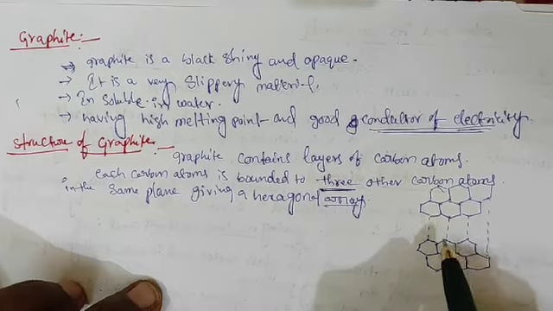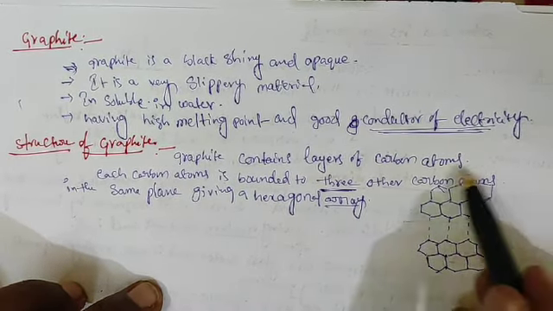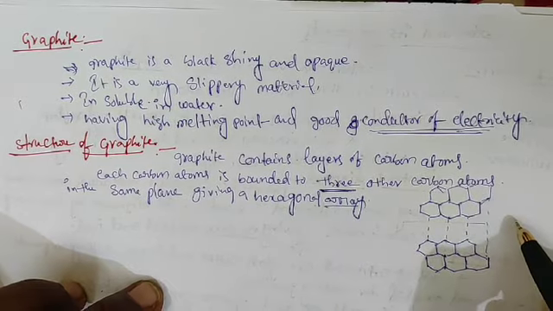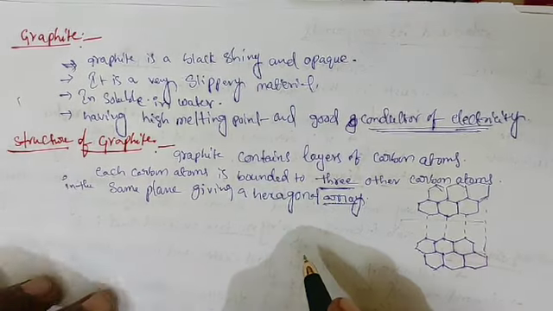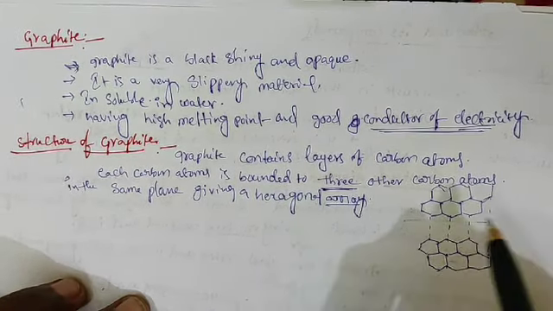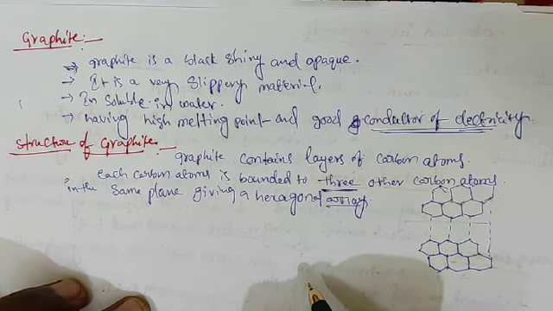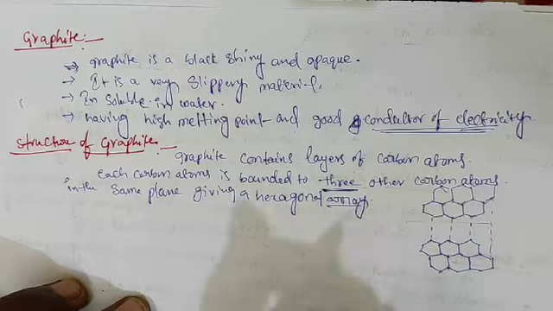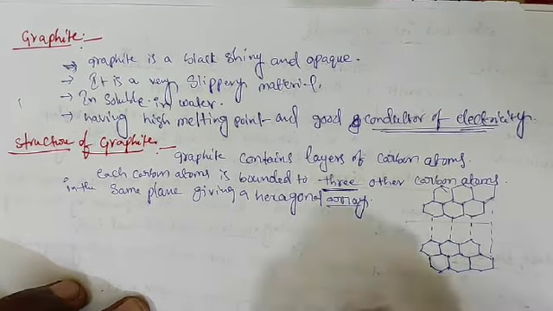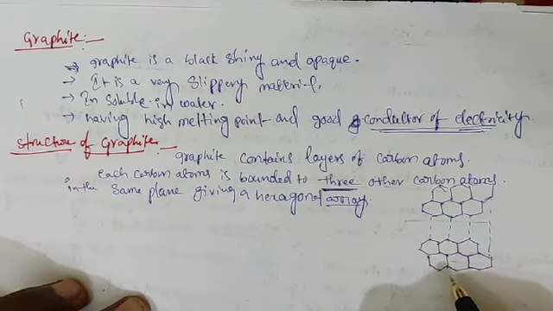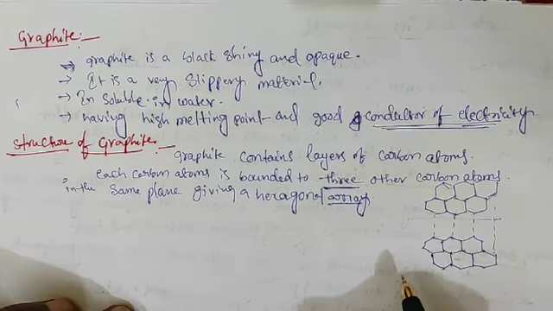From the graphite only, if one layer we can remove, we will get the fullerenes. Third allotropic form is there, no? Diamond, graphite, fullerenes. So fullerenes come from here only. The scientist identified this layer separated, in 2004 I think, and introduced fullerenes, carbon 60, from the graphite only.